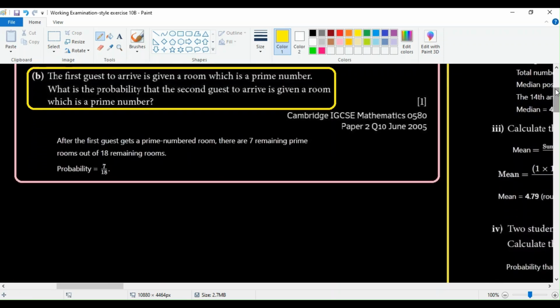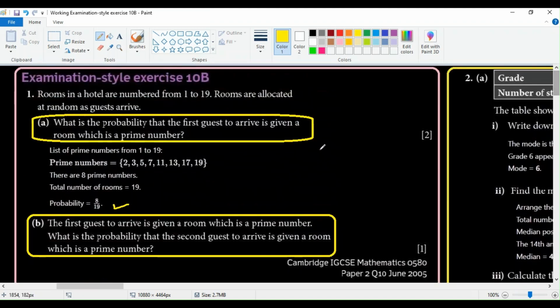Next one is, the first guest to arrive is given a room which was a prime number. What is the probability that the second guest to arrive is given a room which is a prime number? Now this is after first guest gets the prime number. There are 7 remaining prime numbers out of rooms are 18. That means 7 over 18 is the probability. This question was in Cambridge IGCSE Mathematics 0580, paper 2, question number 10, and the year was 2005 June.